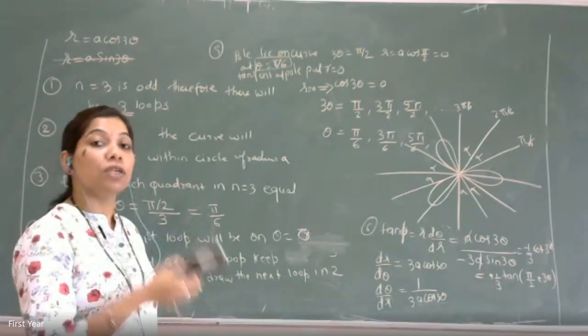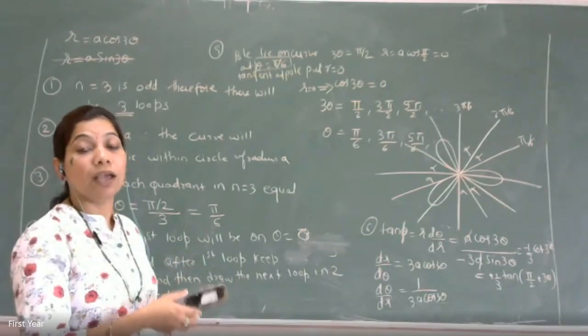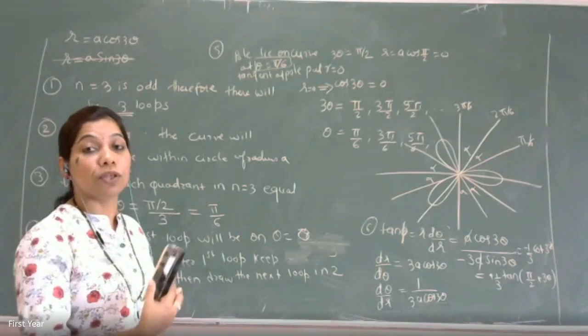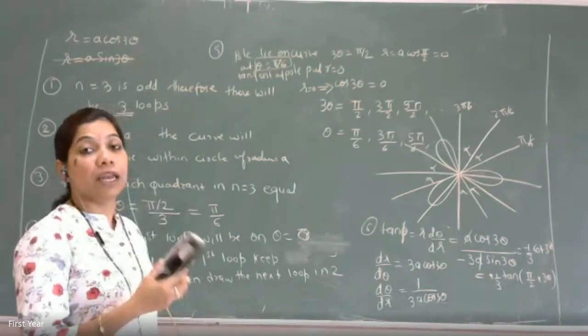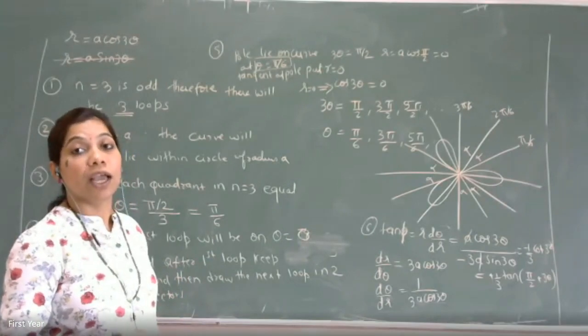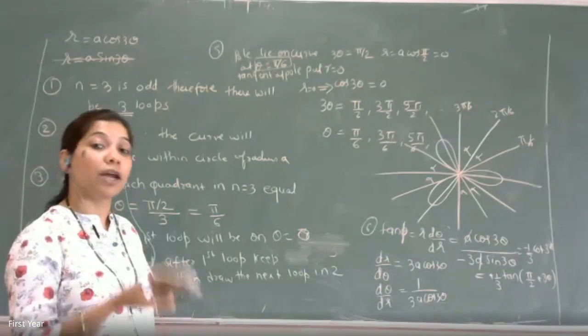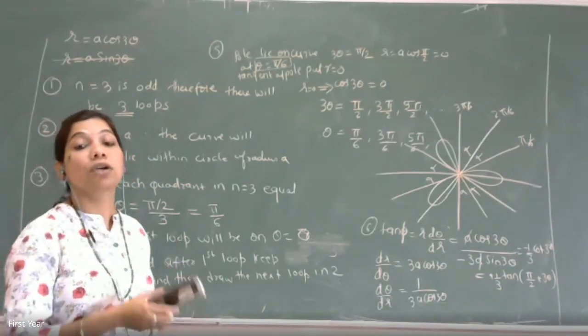In the odd case also, 6 loops are there when n is 3, but those are overlapping, and that's why we can see only 3 loops, the other ones are on top of them. When n is even, there are loops which are actually seen in different sections, and that's why we get the number of loops to be double, and if n is odd, the number of loops is equal to n. So that's about curve tracing.